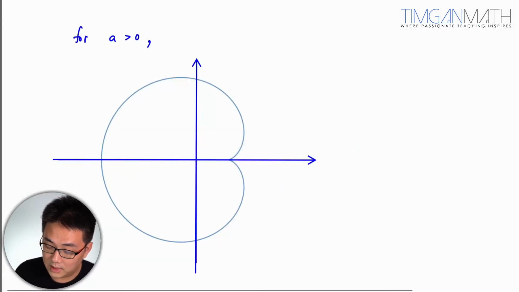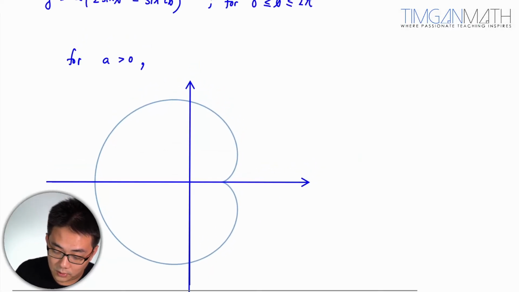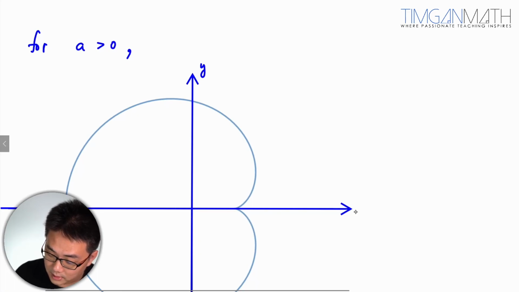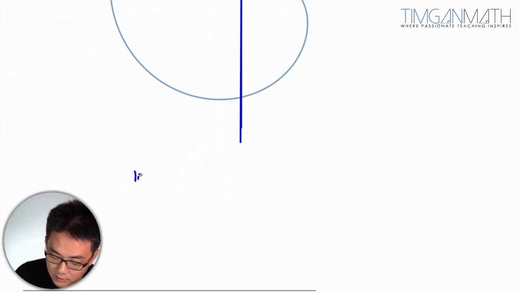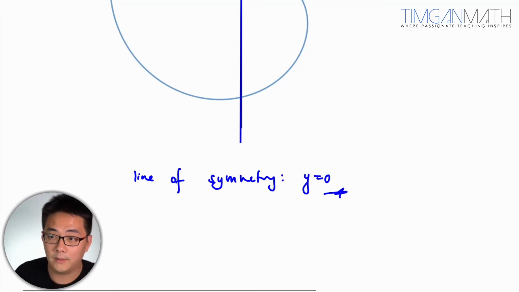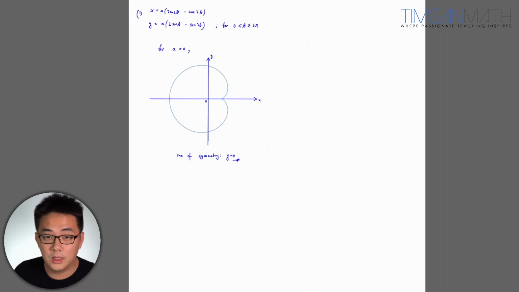Once this is done, we just key in this as y and this as x, and this is 0. That's all. From the graph, the line of symmetry is just the x-axis, so y equals 0. Alright, that's how you do the first part of this question.